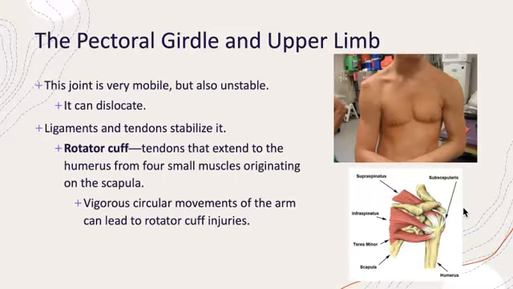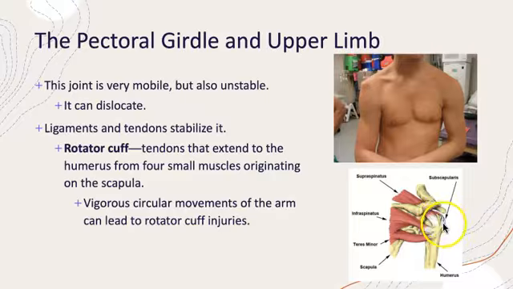This joint is going to be very mobile, and the more mobility we have in a joint, the more unstable it is. So it can dislocate, which you can see pictured over here. To help prevent this dislocation from happening, we have tendons and ligaments that help to stabilize it.